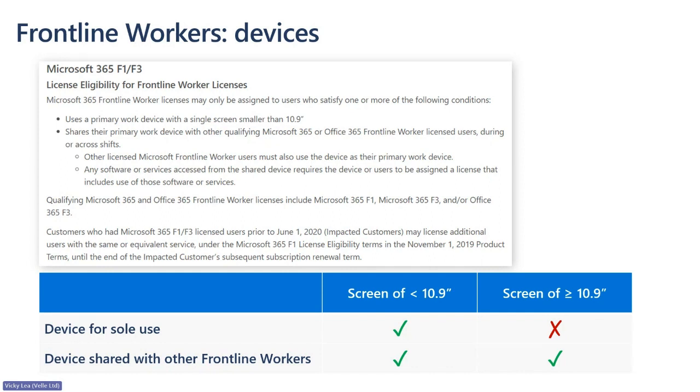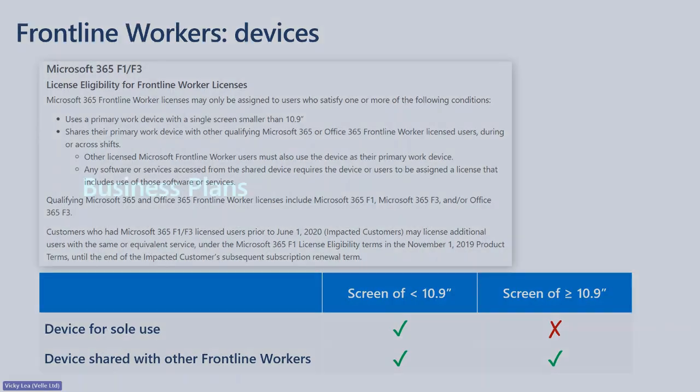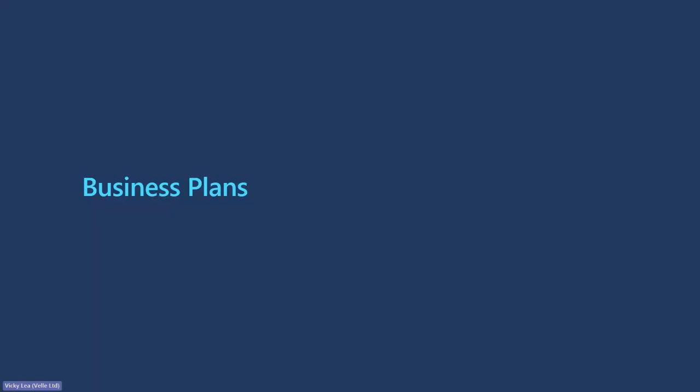So it's quite important to appreciate with your frontline worker that you do have to be eligible for that license. You have got to meet at least one of those conditions to be able to be licensed with that. If you can't meet one of those conditions, then the F plan is not the plan for you, and you potentially would be licensed with an E plan instead. So that's our frontline workers.